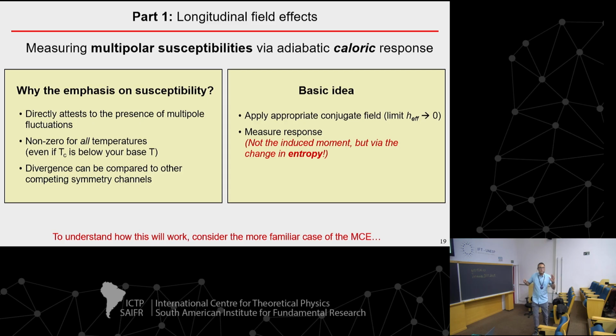Right. So what's the idea? You want to measure a susceptibility. Well, you know this is defined in the limit of a vanishing effective field. So the first thing is we have to apply the appropriate conjugate effective field. But now what I'm going to do in terms of measuring the response is not to measure the induced moment, because that's actually quite complicated for some of these. What I'm going to do is an equivalent, but in some sense different thing, which is to measure the change in entropy.